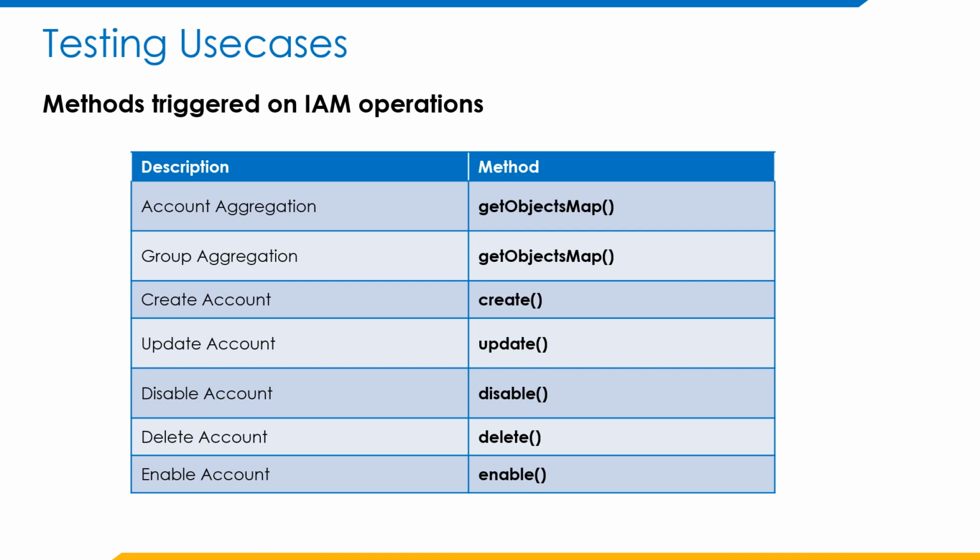When we perform the delete account operation in the application using SailPoint, the delete method is invoked and this method will handle the logic for deleting the account in the application. When we perform the enable account operation in the application using SailPoint, the enable method is invoked and this method will handle the logic for enabling the account in the application.